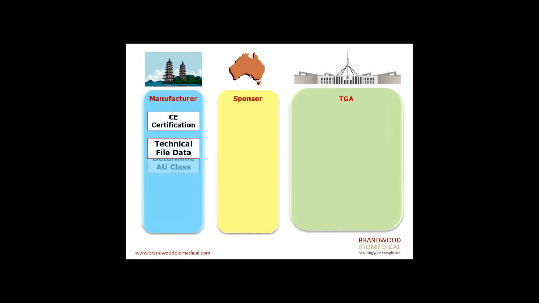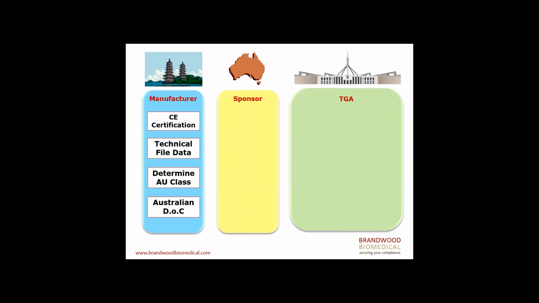The manufacturer holds the CE certificate. It holds the technical file data for the device. They're responsible for determining the Australian classification of the device, and they must have a signed Australian Declaration of Conformity in place. And all of this lies with the manufacturer.